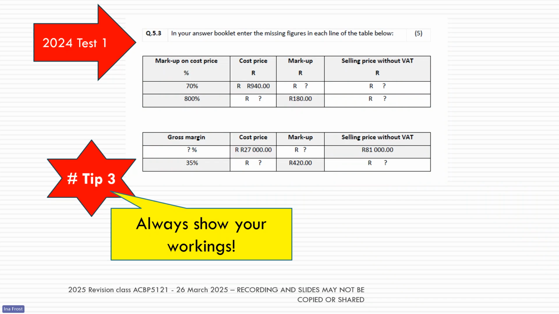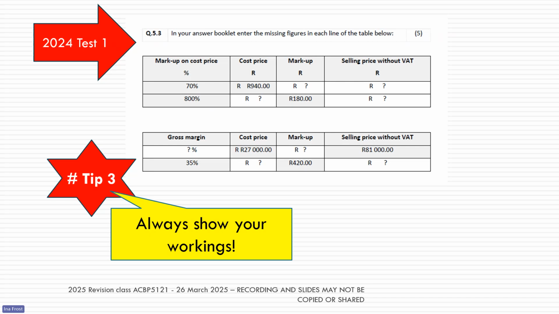So in the semester test, they asked the student question 5.3 for 5 marks, where they had to play around a bit with the formulas. So they gave the student 2 sets of calculations, one dealing with gross margins and one dealing with markups.